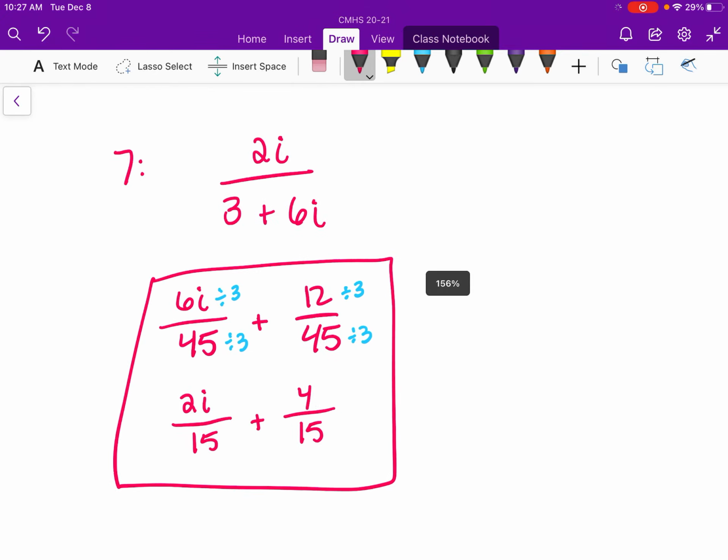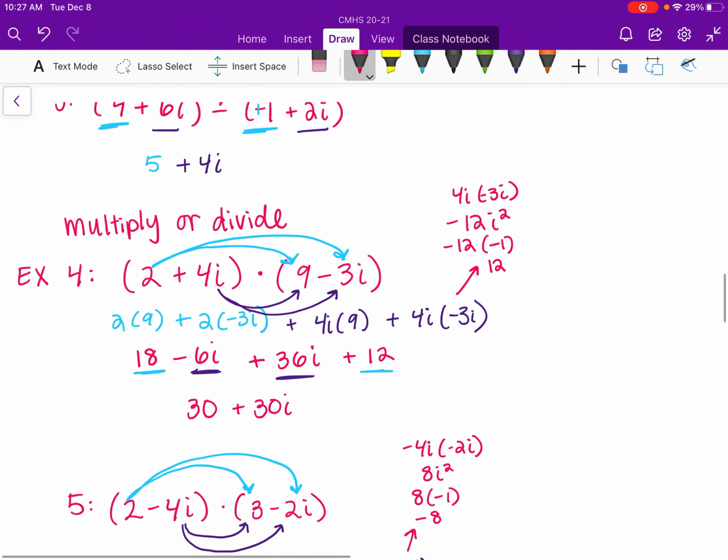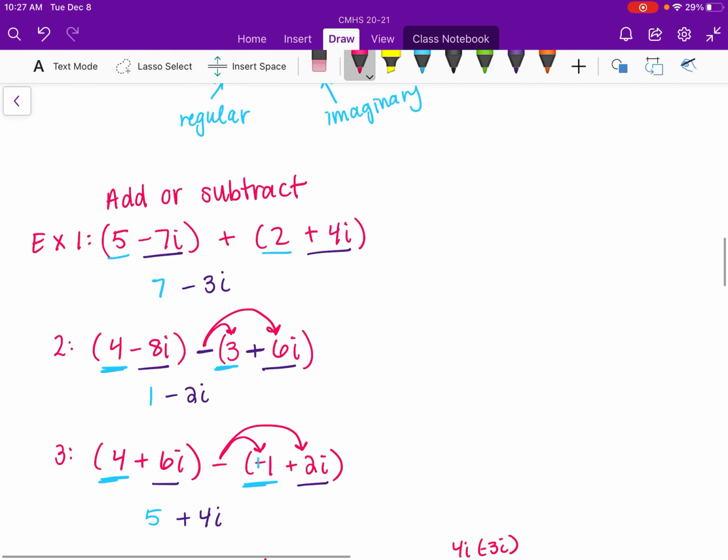But like I said, you can try that on your own if you would like to, or you don't have to. But this is multiplying and dividing with complex numbers.